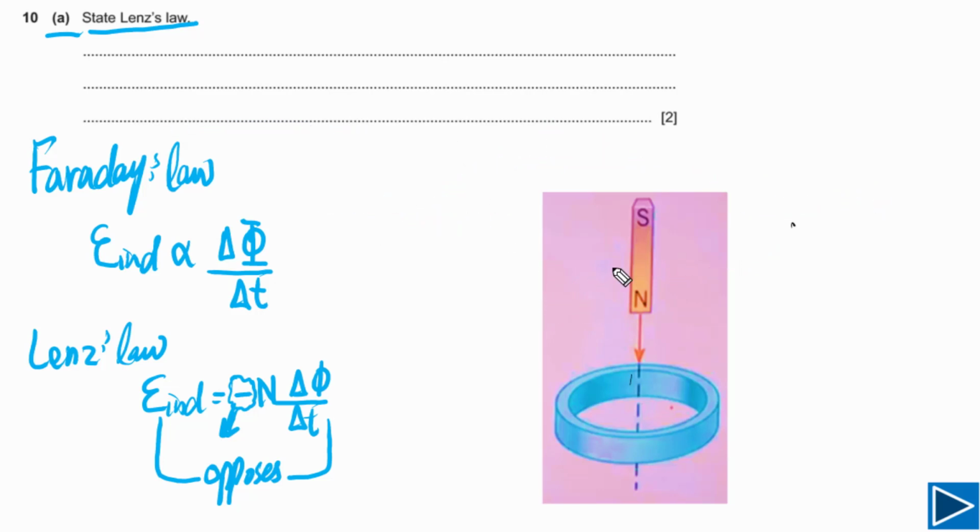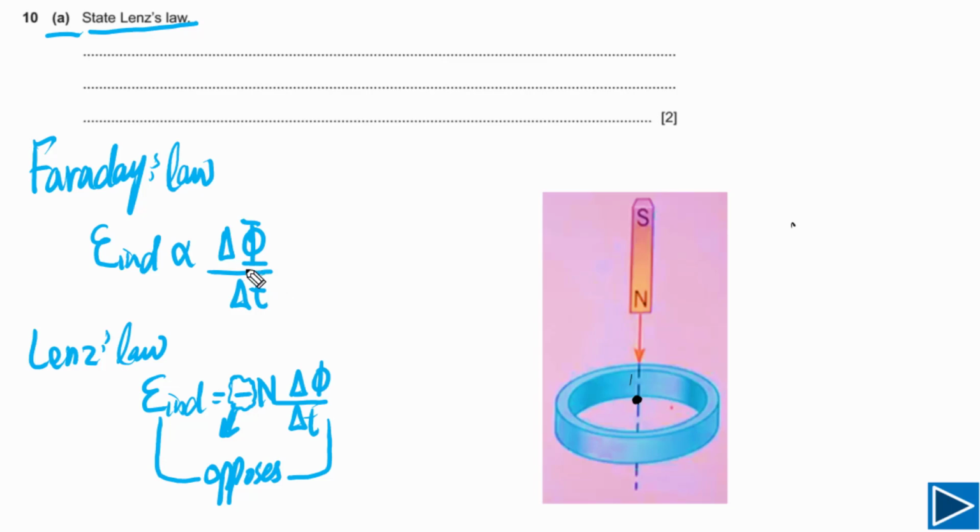Let's try to understand a little bit more about Lenz's law with the help of this simple apparatus. Here you can see we have a magnet approaching a ring, and this ring is made of metal, which means it is a conductor. As the magnet is approaching, you need to understand what is changing inside this conductor. The magnetic field inside this conductor is increasing, getting stronger and stronger. So there is a change in magnetic field, or we can say a change in magnetic flux.